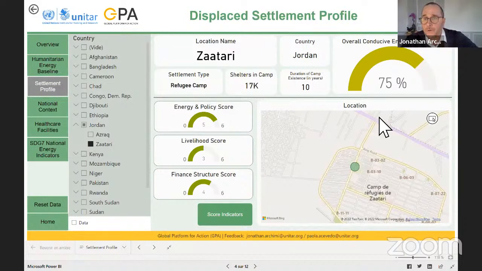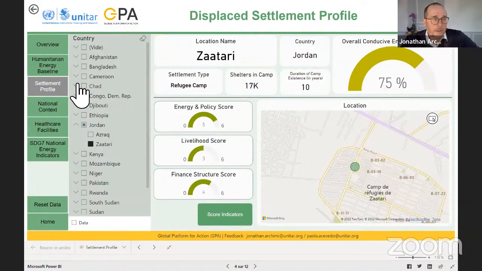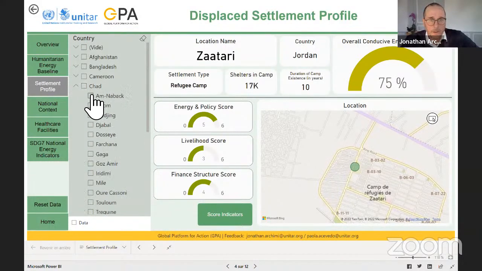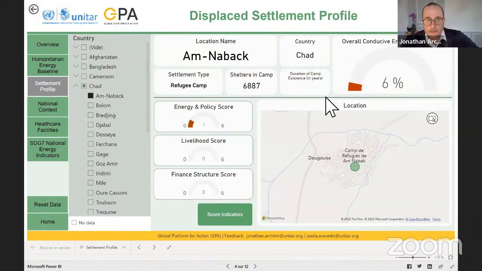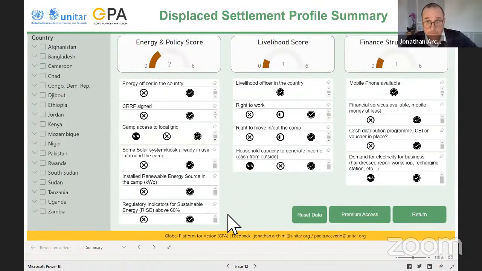It has an overall conducive environment of 75, where we could go to another one here, and there is no electricity, there is nothing, and we can see some indicators. It can be mainly that we just don't have data. And here we can see the 3 scores with the different indicators.